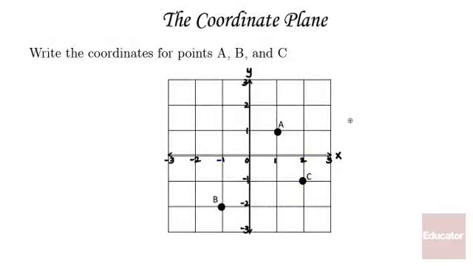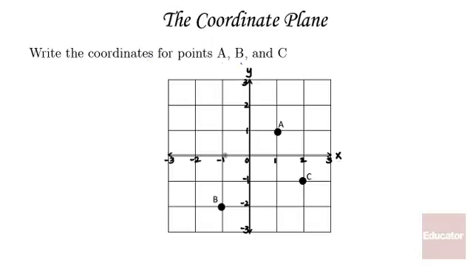Okay, so again, coordinate plane. Each of these are just marked for you. We have 3 points, A, B, and C. Here's A, here's B, and here's C. We want to write the coordinates. So in other words, we want to know the ordered pairs. Find the ordered pairs of A, B, and C.